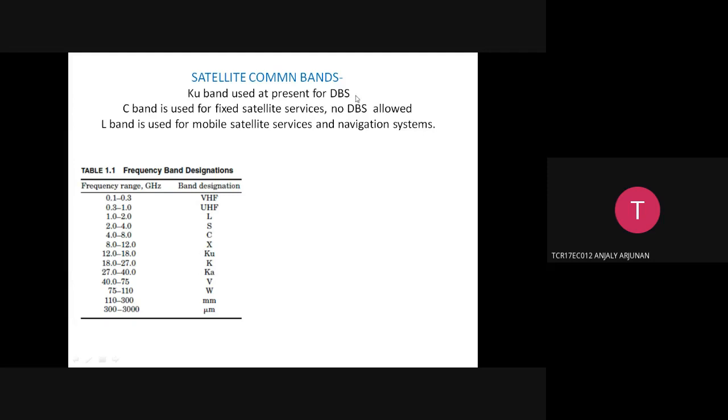Digital broadcast satellite or DTH uses the Ku band, 12 to 18 gigahertz. C band is for fixed satellite service, not for DTH. L band is for mobile satellite service and navigation systems.